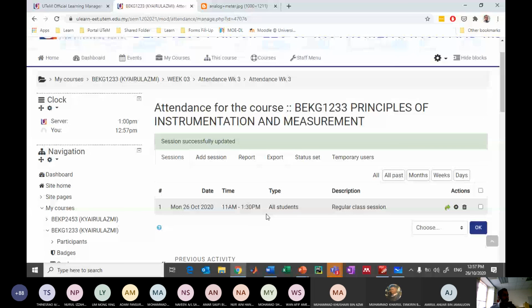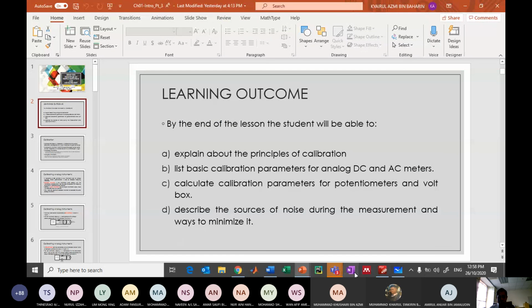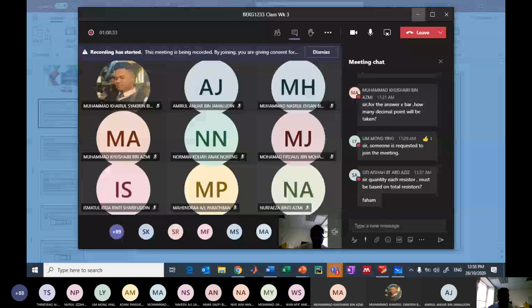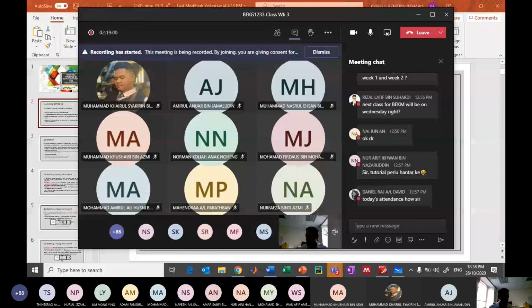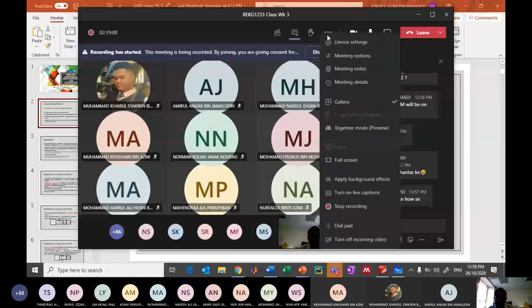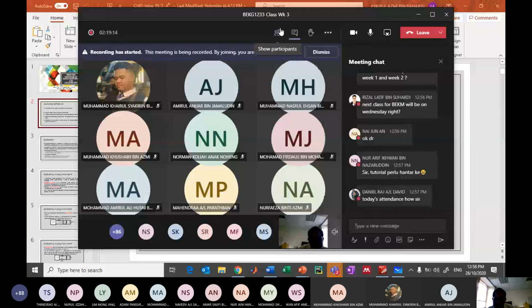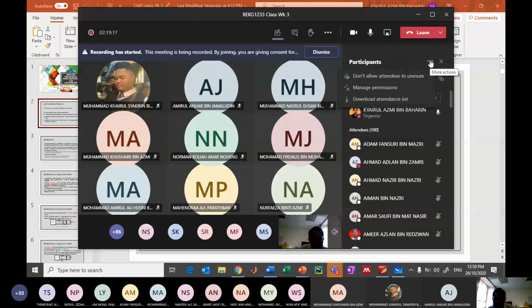If not, then I also have the option of downloading the attendance list. Yeah, I can download it here. Okay, so I'm just going to download it now, and it will serve as a backup.